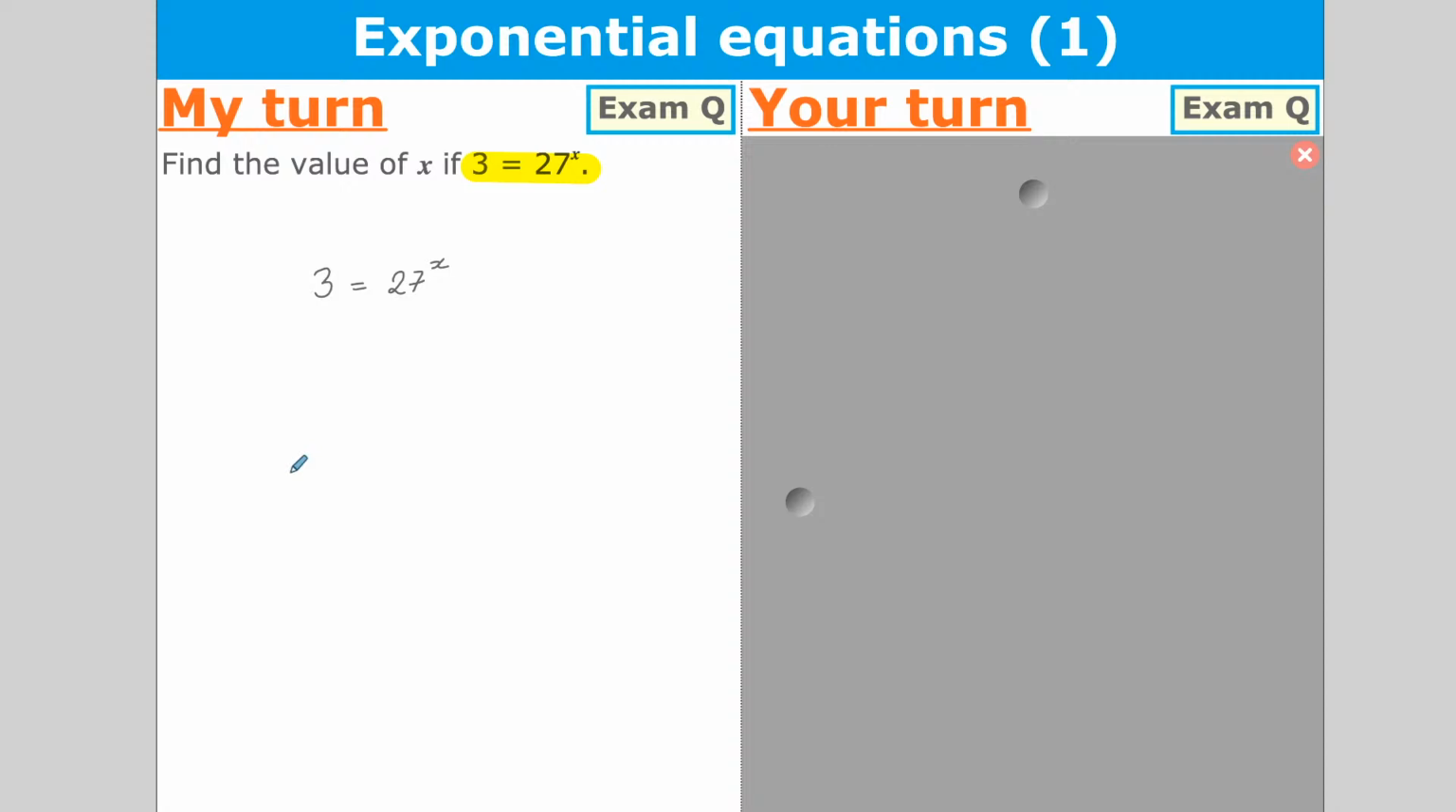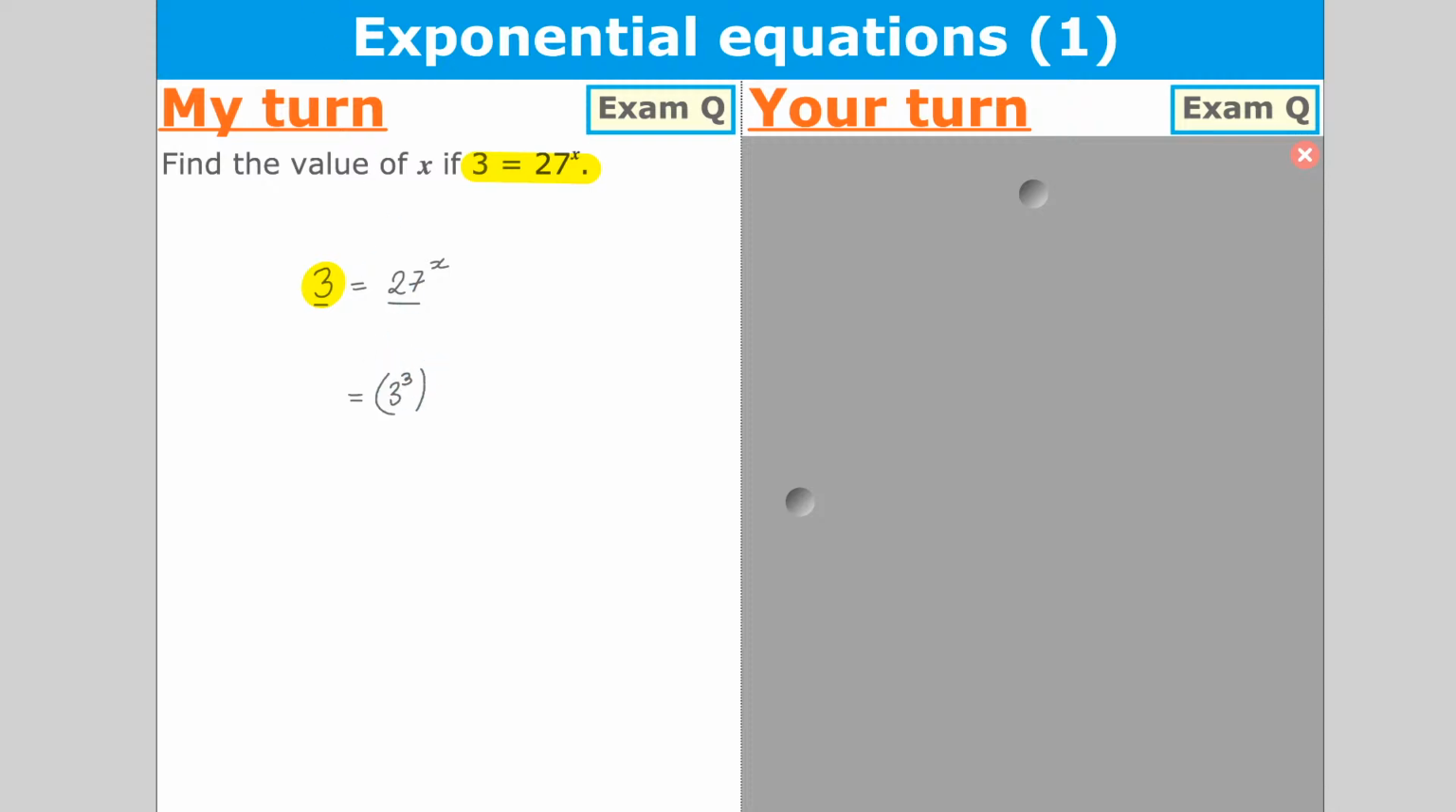Now, in my head, what's going on here? I'm going, oh God, this base and this base aren't the same. You can't deal with it if they're not the same base. So let's make the bases the same. A good one is 3. Because you can change 27 into having a base of 3. You can write 27 as 3 cubed.